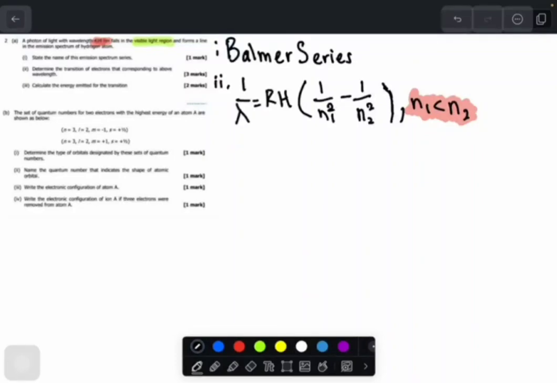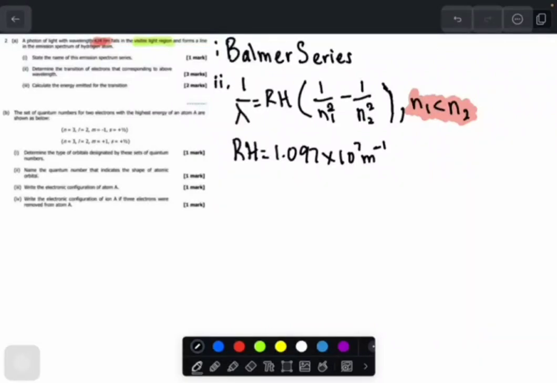Another thing that you should note is that for this specific formula, Rydberg's constant is not 2.18, it's actually 1.097 times 10 to the power of 7 per meter. So don't get confused guys.